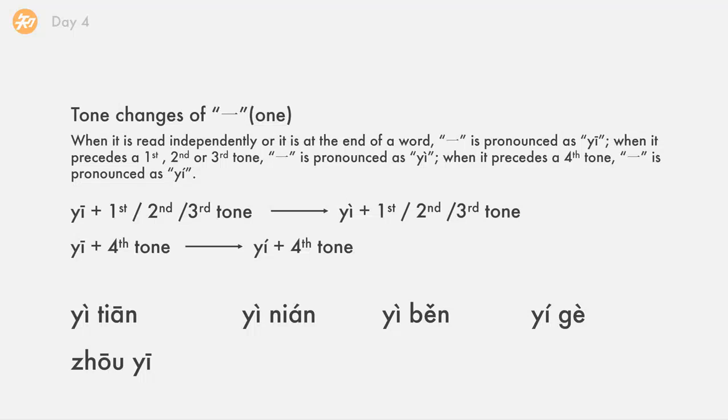As you can see from this change here, 一 precedes first, second, and third term becomes 一 precedes first, second, and third term, and 一 precedes the fourth term becomes 一 precedes the fourth term. Now, let's take a look at some examples.